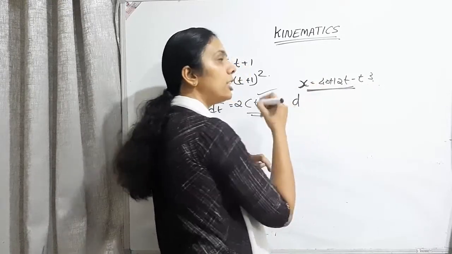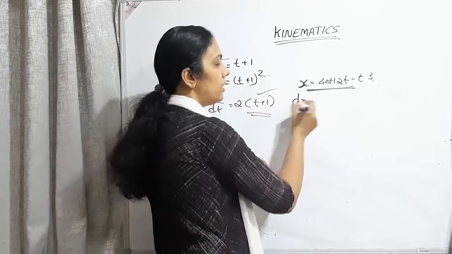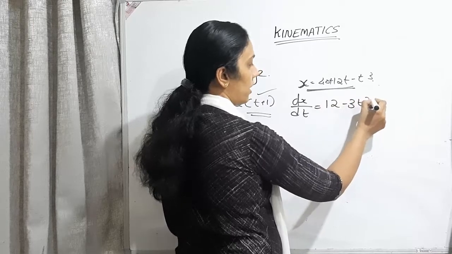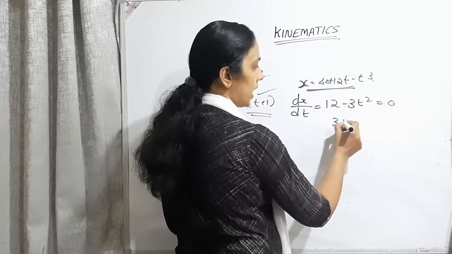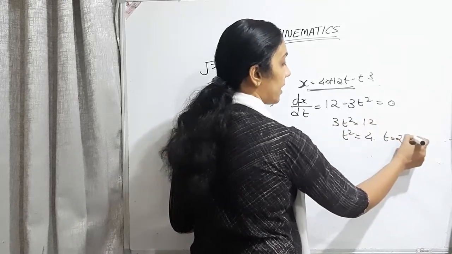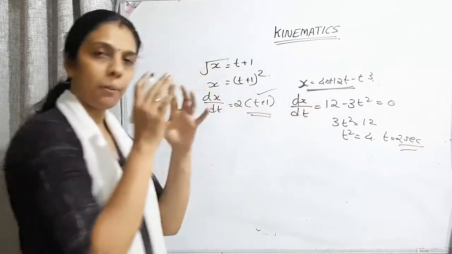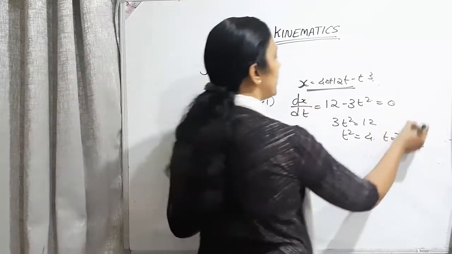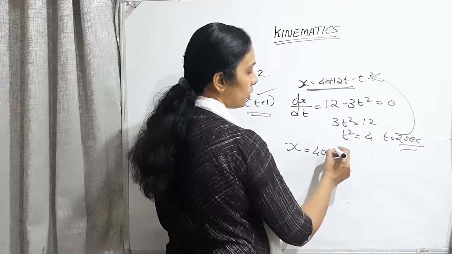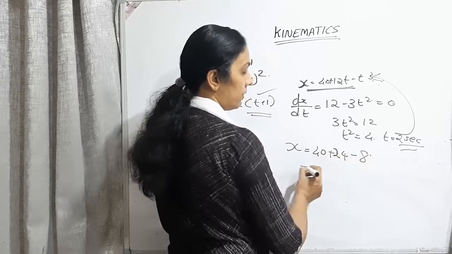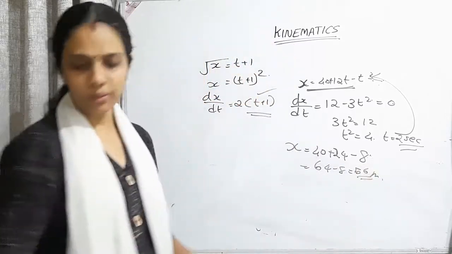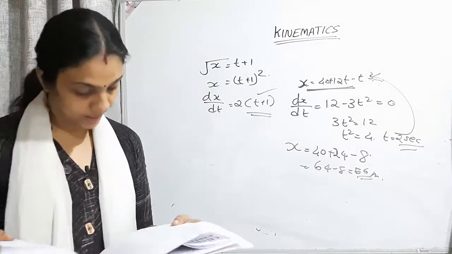First we can find when it will come to rest. For that you find the velocity, which is equal to 12 minus 3t square. When velocity equals 0, t square equals 4. Therefore, t equals 2 seconds. At 2 seconds, the object will come to rest. So in that 2 seconds, what will be the position? x is equal to 40 plus 12 twos are 24 minus 8. Therefore, 64 minus 8, it will be 56 meter. Okay, clear? So the answer is 56 meter.